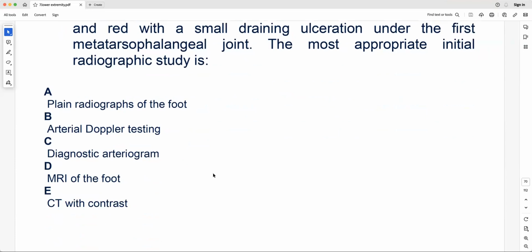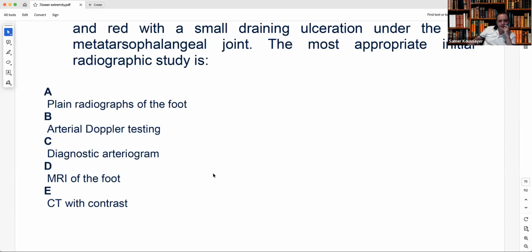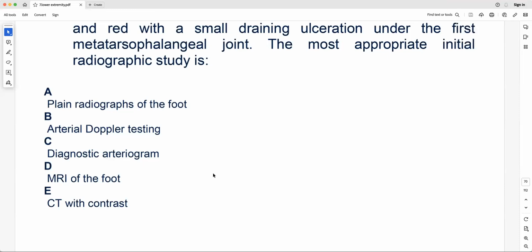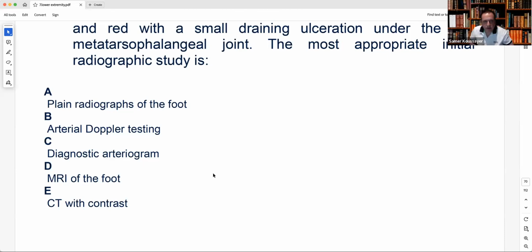Okay. MRI of the foot could be considered, but not as the initial step or radiographic study, to look for any collection, deep collections. Okay. CT with contrast. Not going to help. No. The pulses are fine, so a CT angiogram, we don't need. So really, the most important are the X-ray and MRI. It's what we do, right? But always we start with the X-ray first.